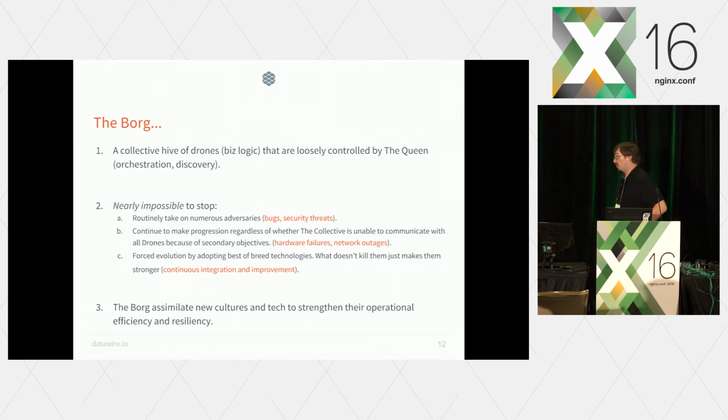The other really cool part about the Borg was they continued to make progress no matter what. Even when they were disconnected from basically the queen or the rest of the drones, they just continued to know what to do. They did this by this thing called secondary objectives, which, that kind of resiliency might in our world kind of map to being able to continue to work despite hardware failures or network outages.